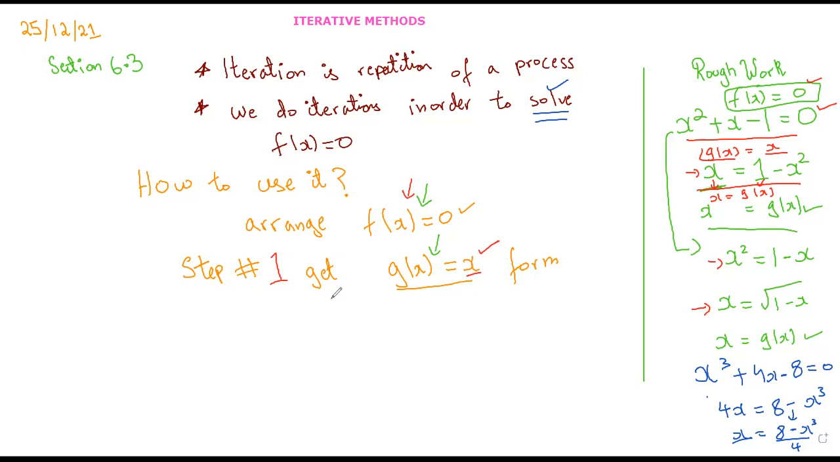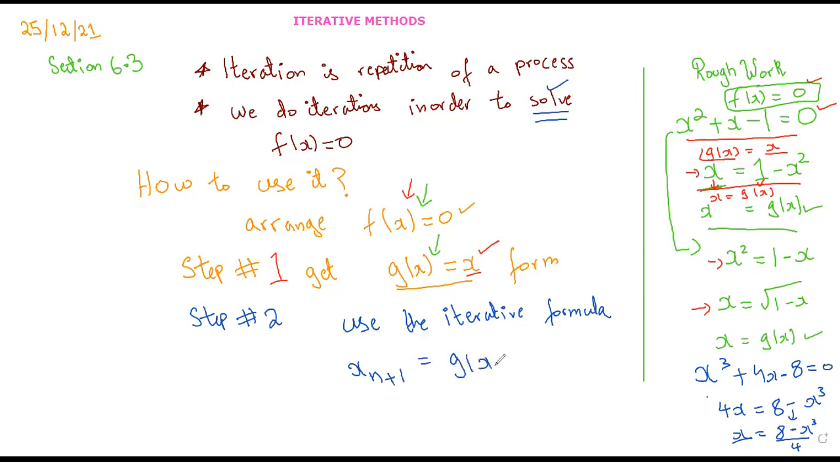So this is step one. Step one is to get this, and we only have two steps. Step two is to use the iterative formula x n plus 1 equals g of x n.